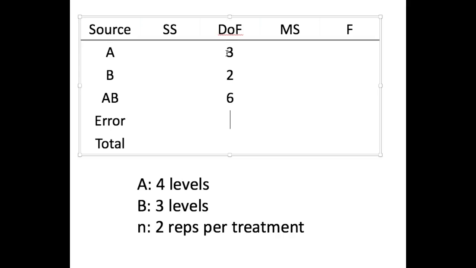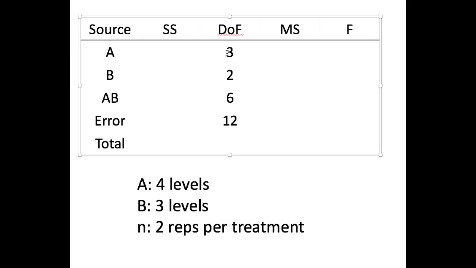Your error. There's 2 different ways to do this. You can figure out your total, if you have totally forgotten the error formula, and just subtract everything else out. You get your error degrees of freedom. That works too. Or you can use the formula a times b times the quantity n minus 1. Here n is 2, and that's little n. So we have 4 times 3 times the quantity 2 minus 1, or 4 times 3 times 1, which is 12.